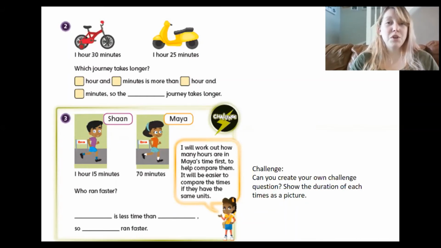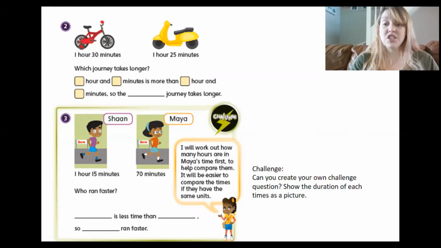Now, for question 2, you've got a mixture of hours and minutes. So you're going to have to think, do you need to consider the hours in the question 2, or do you only need to consider the minutes? What information do you already know that can help you answer this question?